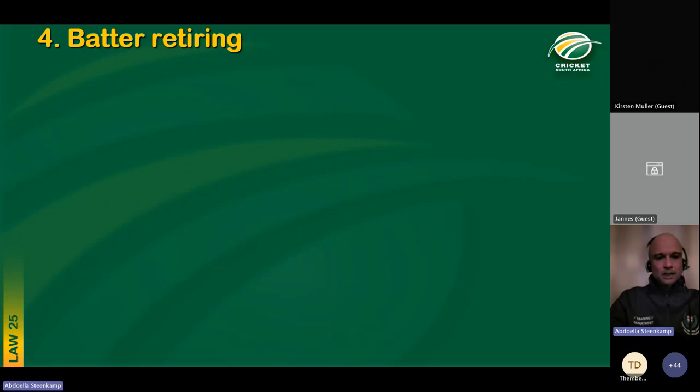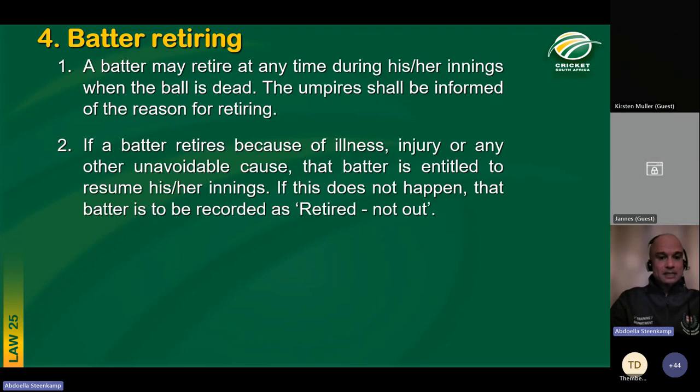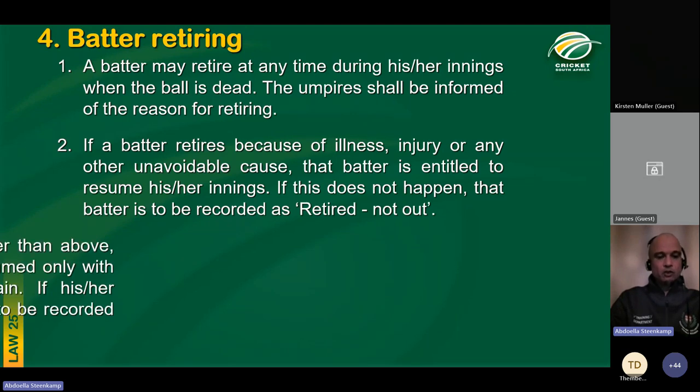Batter retiring. Does the Law allow a batter to retire? Yes. The Law tells us a batter may retire at any time after the ball is dead. The umpire then needs to be informed of the reason why the batter is retiring. Because now the Law tells us if a batter retires because of illness, injury or any unavoidable cause, the batter is then entitled to resume his or her innings. If they don't, then in the scorebook that batter will be indicated as retired not out. So that's for injury, illness, or any unavoidable cause.